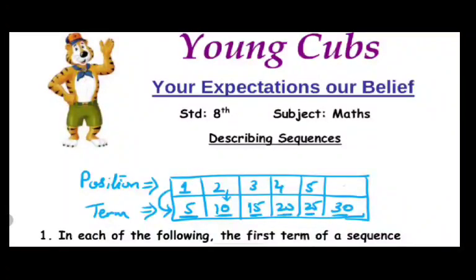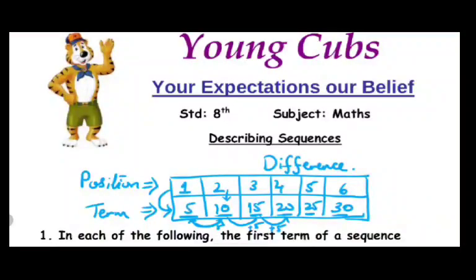Alright? And that reminds me of one more word, which is known as difference. Now, difference will always be calculated between two terms. So the difference between 5 and 10 is 5. Difference between 10 and 15 is 5, and it is a positive 5. Difference between 15 and 20 will be a positive 5.